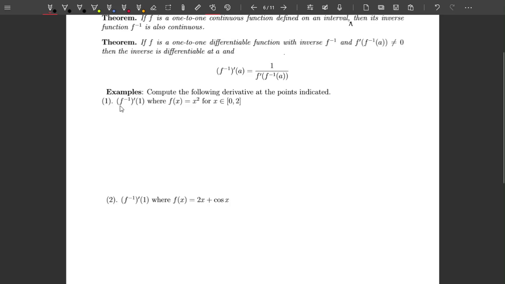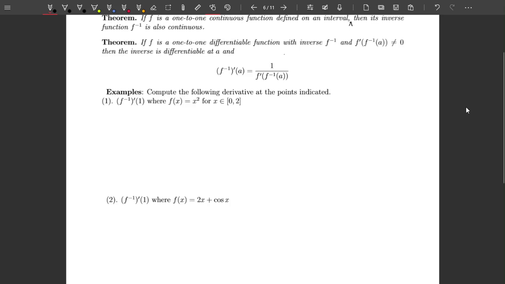The first one, we are asked to compute f inverse prime of 1, that is the derivative of f inverse at 1, where f is defined to be x squared. Now x squared is not really one-to-one in the whole of R. However, as we said earlier, if we restrict the domain, we can get the part that is one-to-one that has an inverse. And that is why in this case we restricted the domain to be x contained in the interval 0, 2.